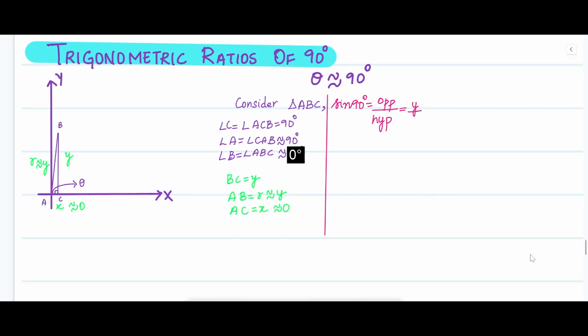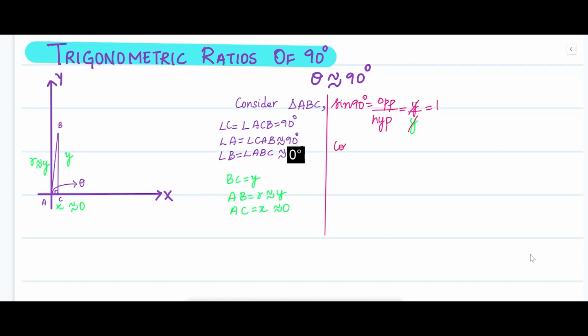The hypotenuse side of the triangle is the side which is opposite to the 90 degree angle of the triangle. So this is our 90 degrees, and the side of the triangle which is opposite to our angle 90 degrees is side AB, which has a value almost equal to the y coordinate. The value for the hypotenuse side will be y. Y divided by y is 1.